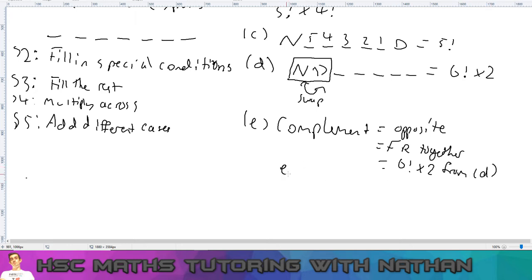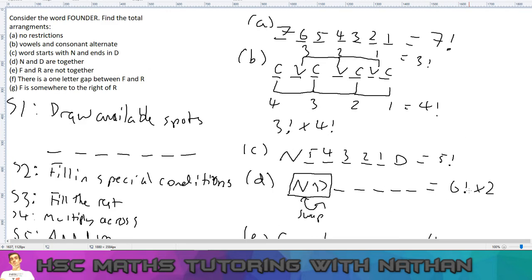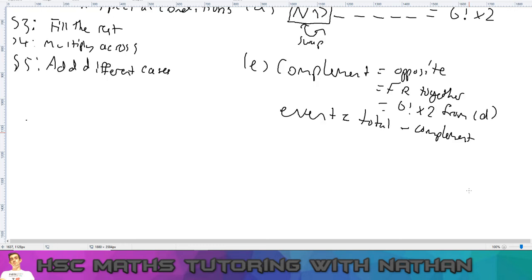So then the event we want, because the complement's the opposite, we just get the total minus the complement. And the total, if you look back up here, is 7 factorial. That's no restriction. So the total, I'll just make a note there for you. So then it's just 7 factorial minus 6 factorial times 2. So that one's not too bad, okay? Because that's a very powerful trick here, the complement. So don't forget that trick. Make sure to pause the video and take some notes.